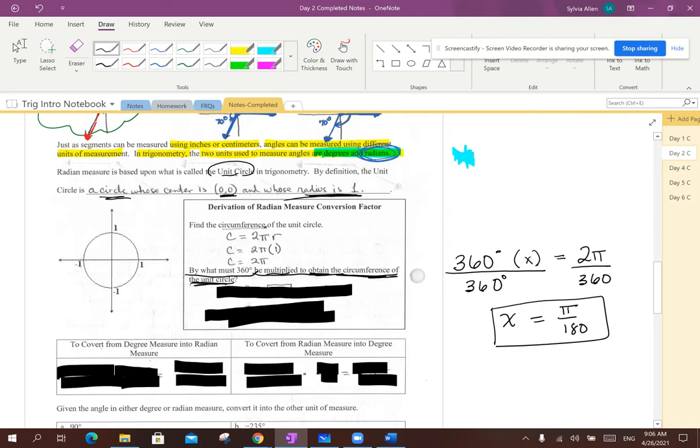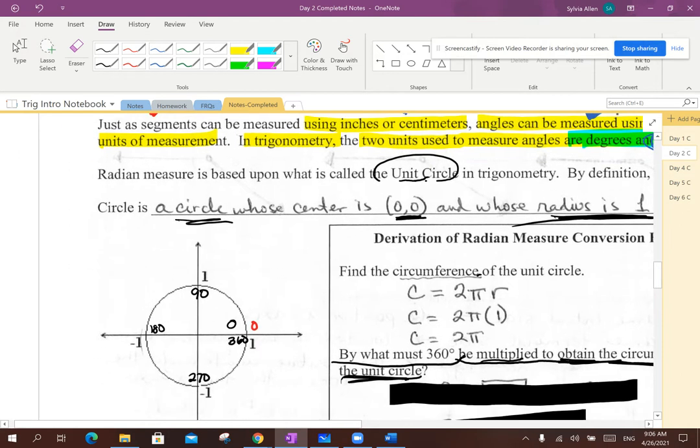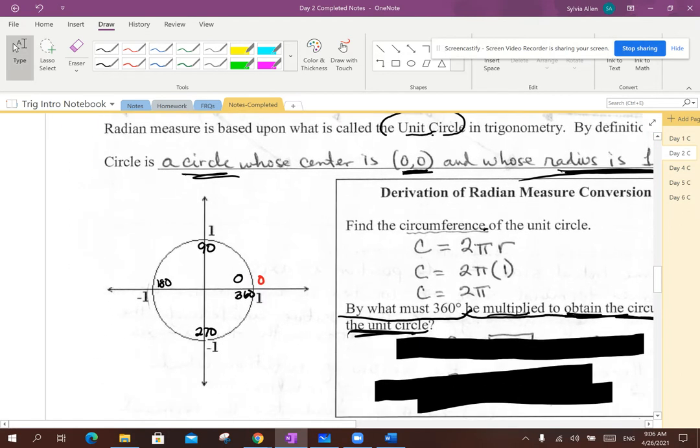So let's take a look at what this means. If I were to go in degrees, and this is important, I want you to write this down, this would be 0, 90, I'll put the degrees on the inside, 180, 270, 360. In radians, again, it's the same measure, just a different terminology. Comparatively to inches or centimeters, we've got radians and degrees. So we know that the circumference is going to be 2 pi.